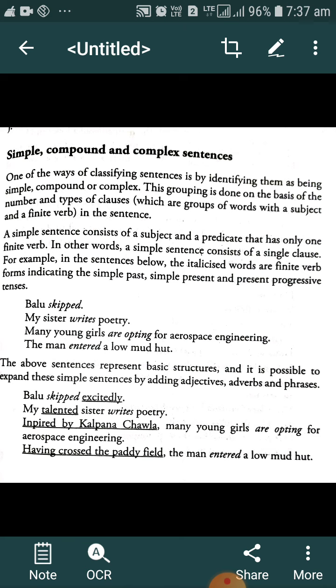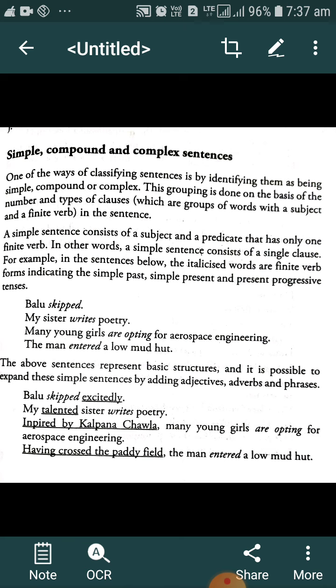So inspired is also a verb, but inspired is an infinite verb, because we can change the form of are opting into is opting. If we use the singular girl, we have to omit many: young girl is opting for aerospace engineering. We can change the structure of the basic structure, that is, the finite verb are opting. We can change it into is opting, or has been opting, but we cannot change inspired.